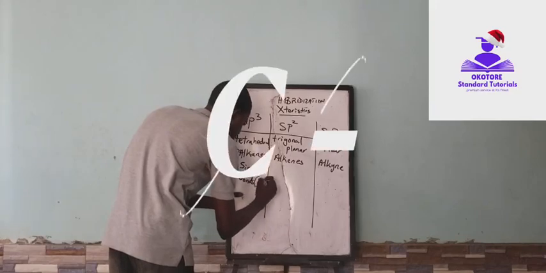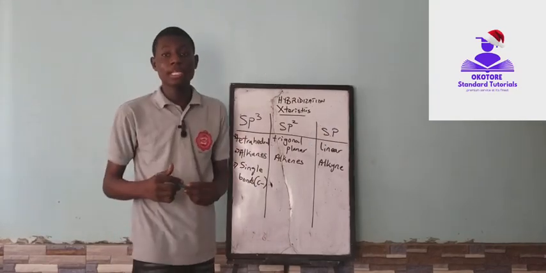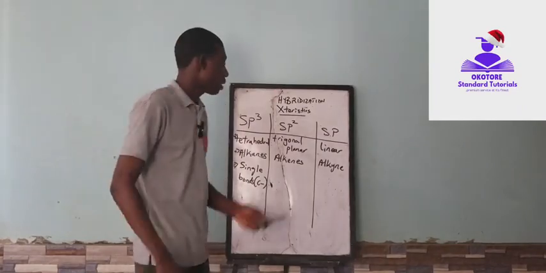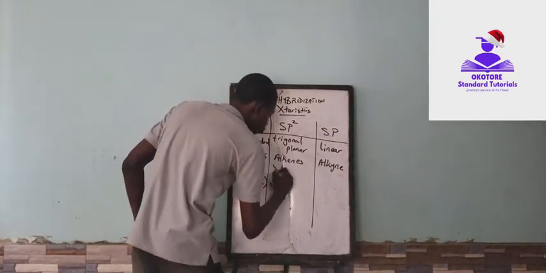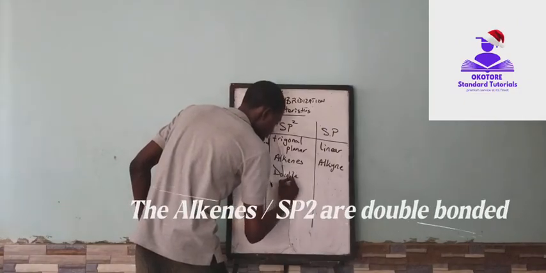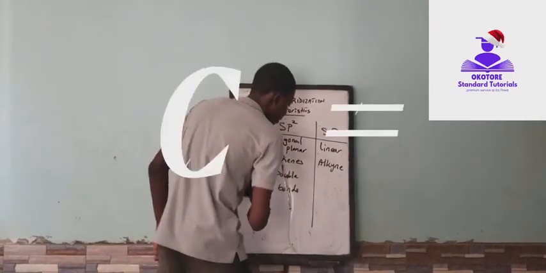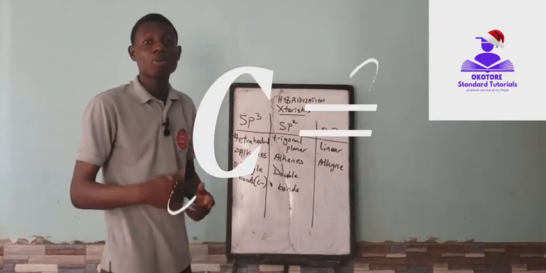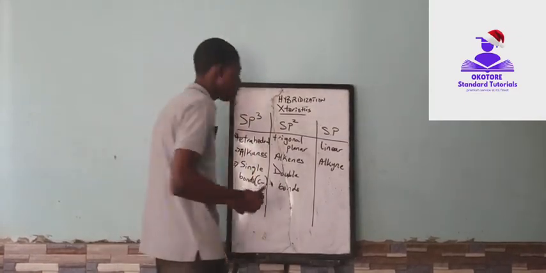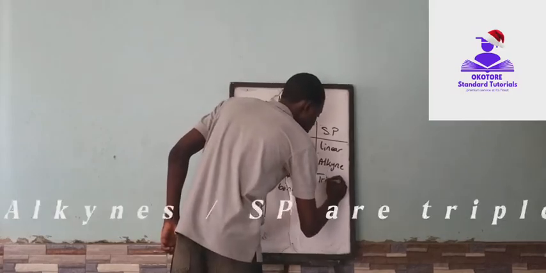That's something like this, just one bond. Your alkanes are the ones that have just the single bond, while your sp2 have what type of bond? The double bonds. Are we clear? So your sp2, yes, that's alkene. They have what type of bond? The double bonds. Are we clear? And then your alkynes have what type of bonds? That is the triple bonds.